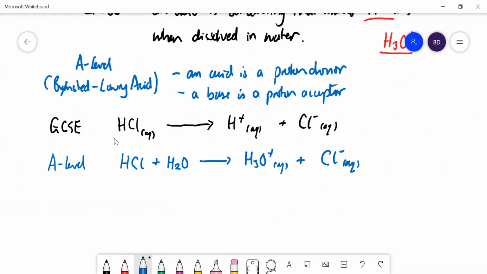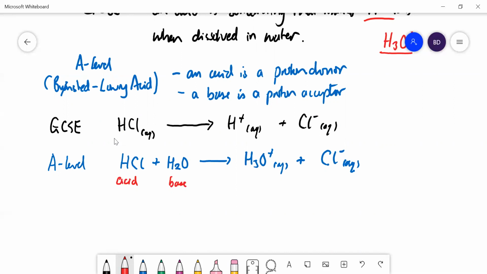So here we would say that the hydrochloric acid has behaved as an acid because it's given away an H plus, and the water has behaved as a base. With this new definition, it's a bit like redox reactions. You can't have something losing electrons without something gaining electrons. It's the same here. You can't have an acid without there being a base, because H plus ions by themselves can't exist. They can just be passed on to other things.